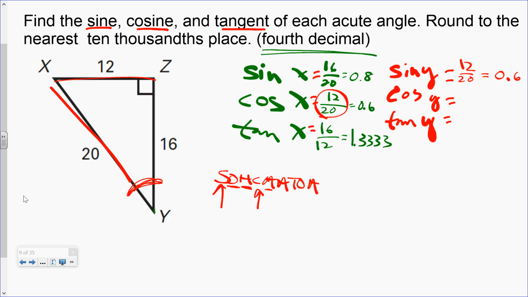Cosine is adjacent over hypotenuse. This is h, by the way. Adjacent to y is 16. Hypotenuse is 20. That looks familiar also. Look, it's the sine of the other acute angle. That's a time saver, so that's 0.8.